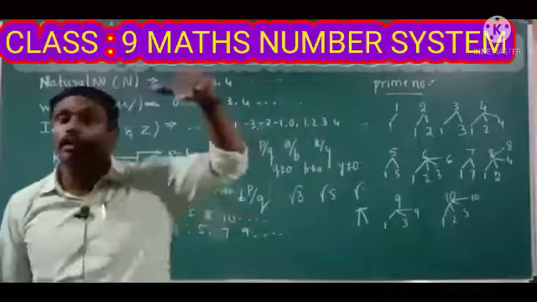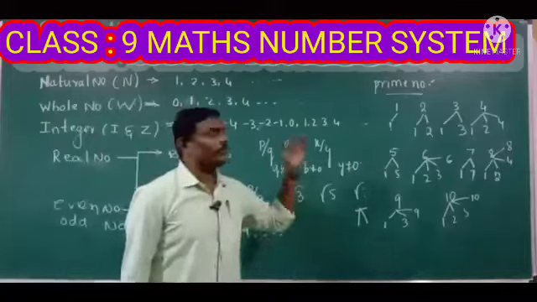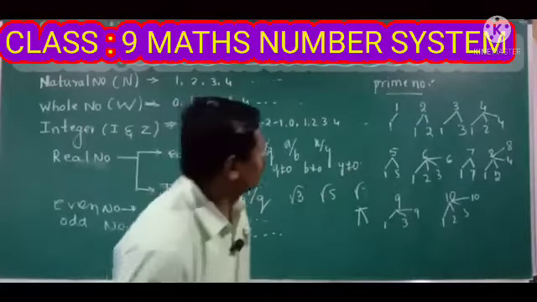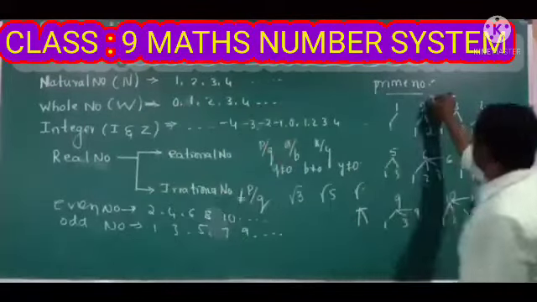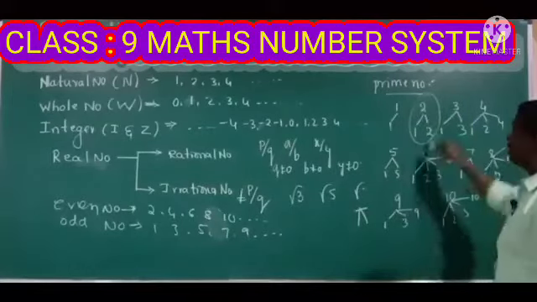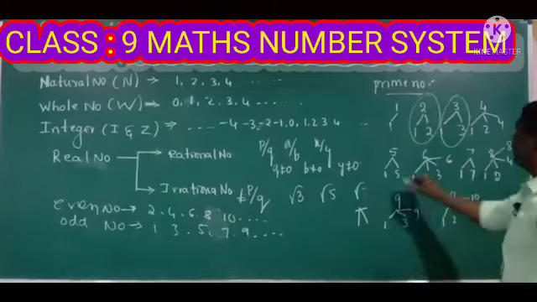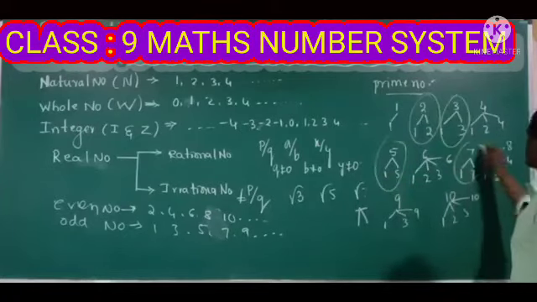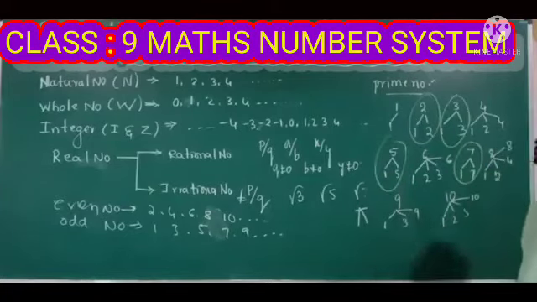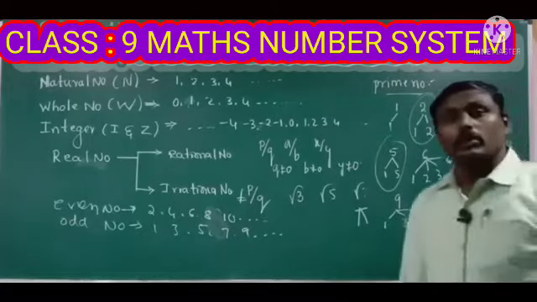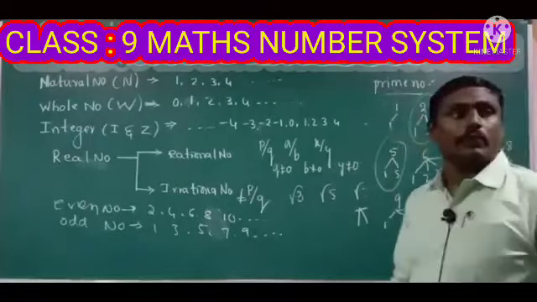Itself means it is divisible by the same number. So that type of numbers are called prime numbers. Here 2 is the first prime number. Next one, 3, 5, 7, right? So these are some examples of prime numbers.